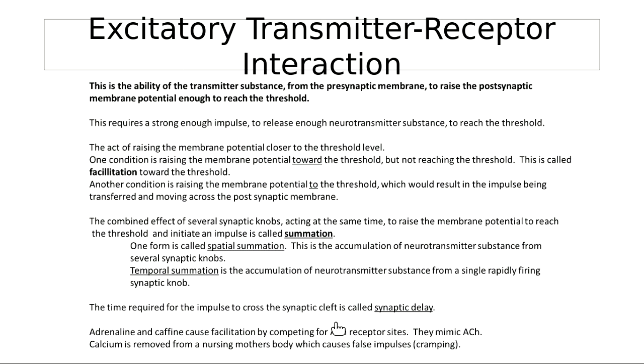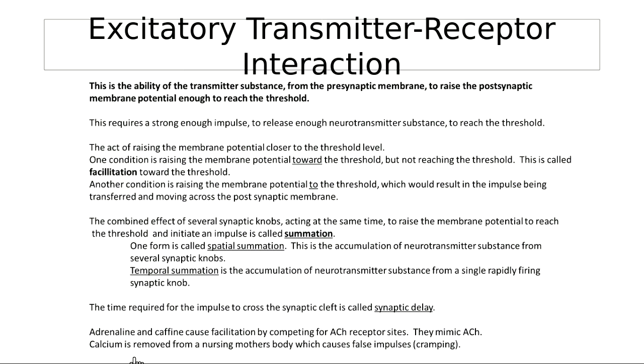The next blank is synaptic delay, which is what this is a definition of. The time required for the impulse to cross the synaptic cleft is called the synaptic delay. The impulse crossing is when the synaptic knob releases acetylcholine into the synaptic cleft, and it diffuses across and binds with the receptor on the postsynaptic membrane and generates an impulse. That's called the synaptic delay.